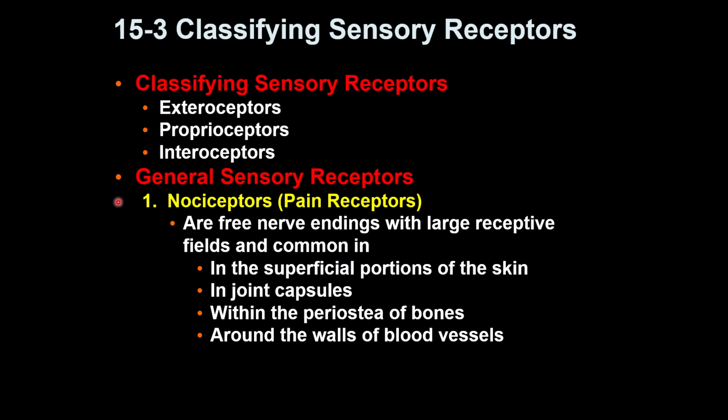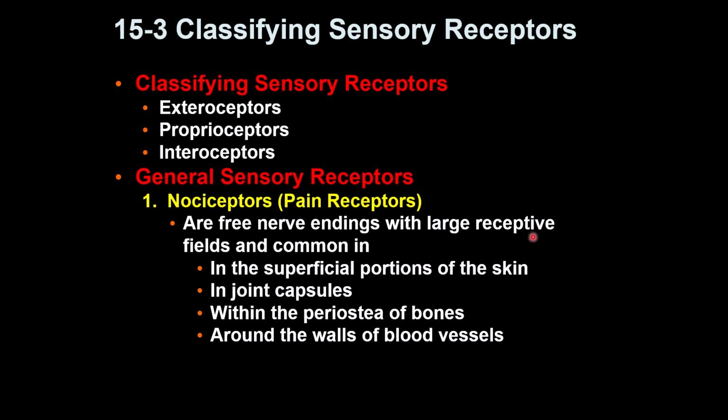Then there are types of receptors. One of them is the nociceptor. Another one is the chemoreceptor. There is also the thermoreceptor and the mechanoreceptor. So there are four main types. The first one is the nociceptor, or pain receptors. These are free nerve endings, and they have a large receptor field.